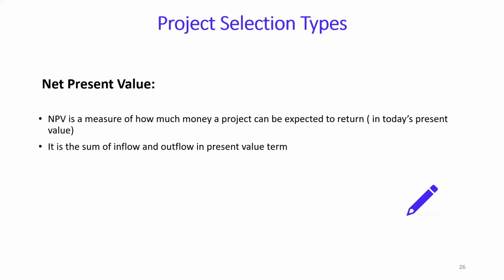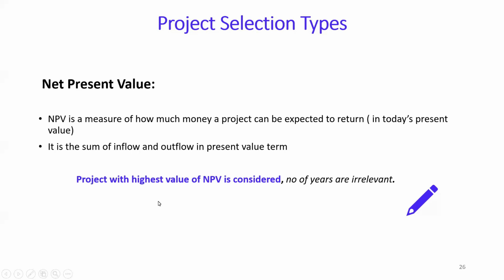Which project would you select? You would select the project with the higher net present value. Remember always that. Okay, a project with the highest net present value is considered. Number of years are irrelevant. Okay, important concepts for you to understand for the examination.